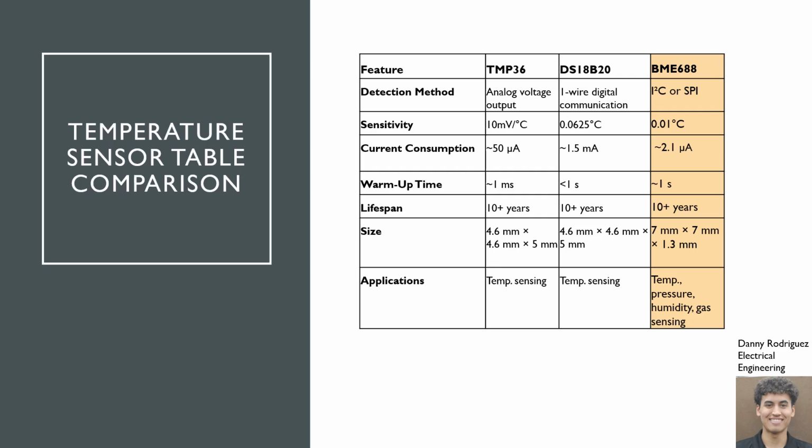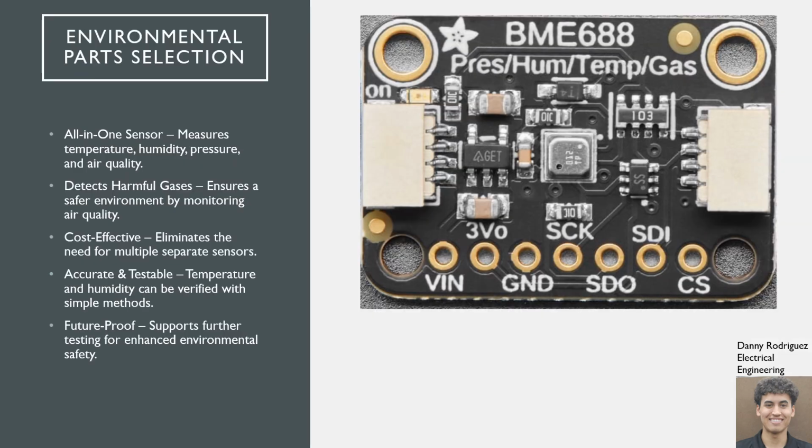We're comparing 3 different types of sensors, our TMP36, DS18B20, and our BME688. As seen from the previous tables, we decided to go with the BME688, which tests for pressure, humidity, temperature, and gas. It ensures a safer environment by monitoring air quality.